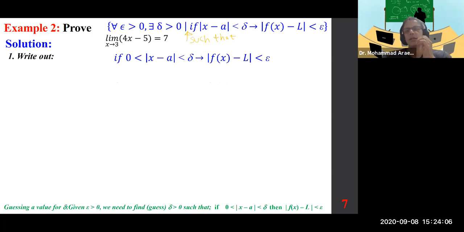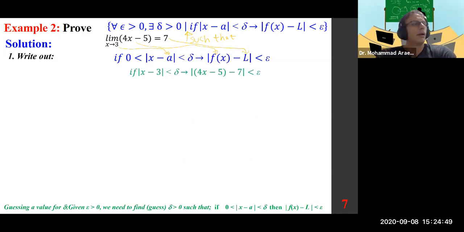All right, so let's get started. The very first step is absolute value of x minus a is less than delta if absolute value of f of x minus L is less than epsilon. Let's just plug in. So x is x, a is what? Number 3. f of x is 4x minus 5, and L is what? Number 7. So let's just replace it. In other words, this is your f function, and this is your limit. So let's plug it in. Now, that's the first thing. This is the write out to get us started.